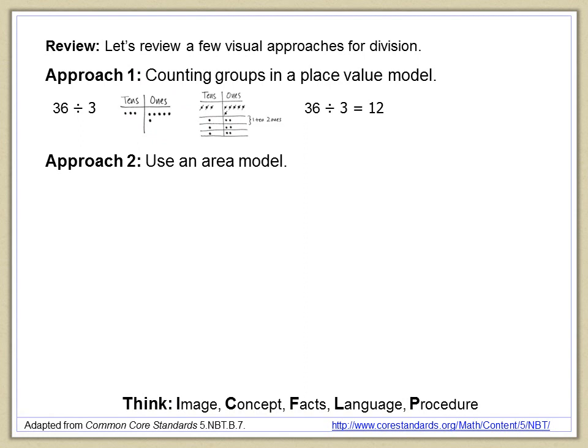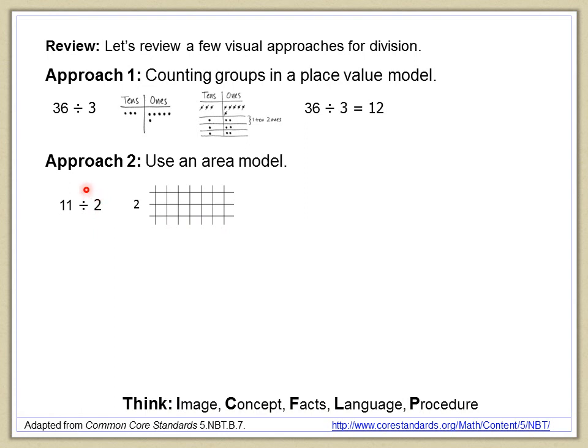Another approach is to use an area model. Let's use a different example, 11 divided by 2. We start out this time by imagining a grid, or actually drawing a grid, and we notice that in an area model the 2 sides are the 2 factors that create the number. And so one of the sides is going to be of length 2. And so let's make a rectangle with one side of length 2. And now the question is, what should this other side length be?